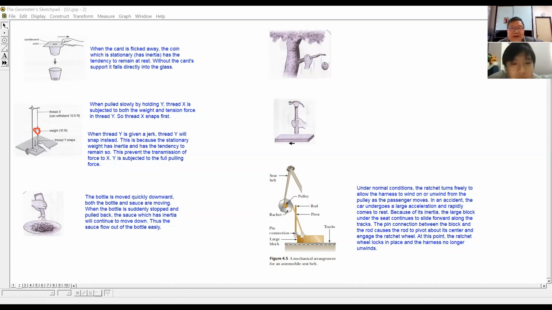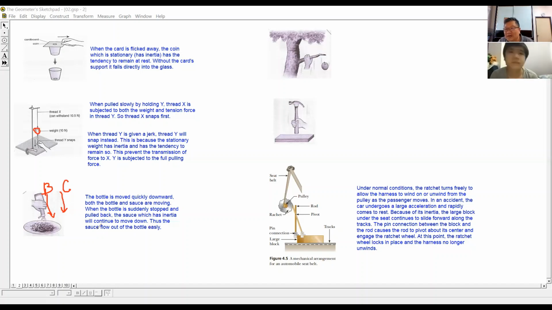When you move the bottle downwards, not only the bottle moves downward, but the chili sauce inside will also move downward. Okay, right. So when you move the bottle downward, both the bottle and the chili sauce are moving. But suddenly you stop the bottle, and you only stop the bottle. Can you stop the sauce or not?